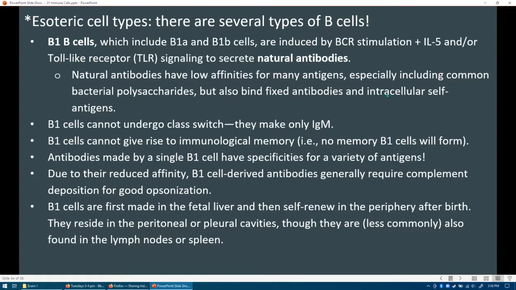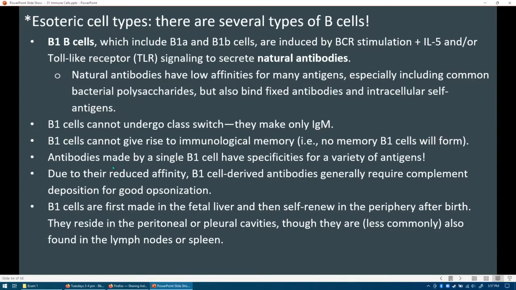So this function is important because natural antibodies help clear out apoptotic bodies from cells that have died. They help macrophages recognize little apoptotic bodies and take them up and degrade them, basically. They clean out the tissue of dead cells. B1 cells cannot undergo class switch. They're restricted to IgM, which again, is the first class of antibody on B cells. They cannot give you memory.